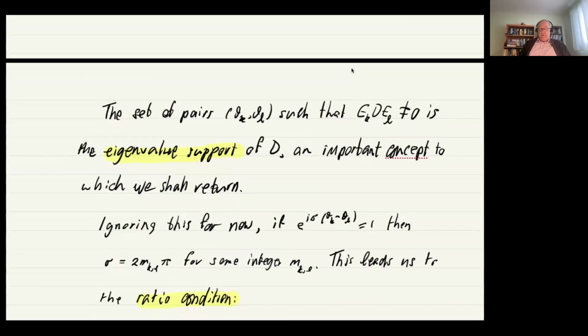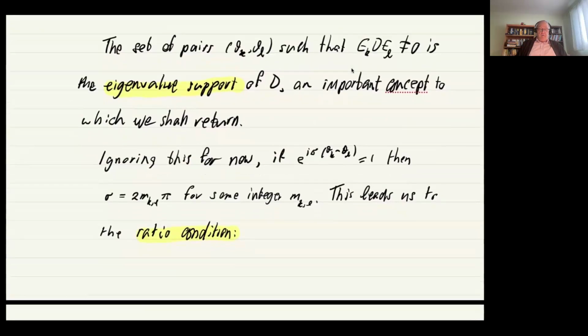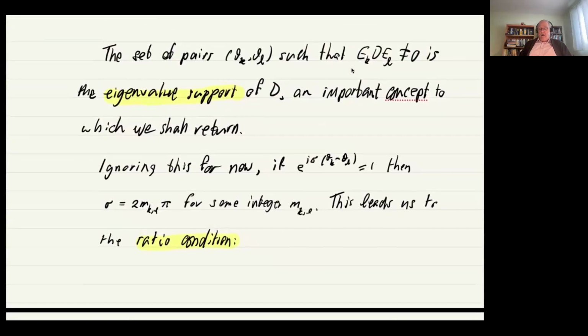So now, from my point of view, this justifies some terminology. I'm going to look at the pairs of eigenvalues θ_k and θ_l such that E_k D E_l is not 0, and I'm going to call that the eigenvalue support of D. It's a little funny because it's a set of pairs and you'd rather have a set of eigenvalues. It turns out in the first few cases we look at, there will be a set of eigenvalues, but we don't need to worry about that. So the definition of the eigenvalue support is simply the pairs θ_k, θ_l such that this is not 0.